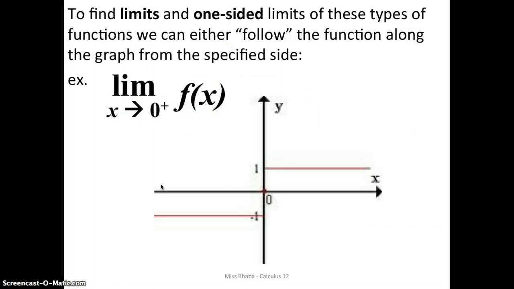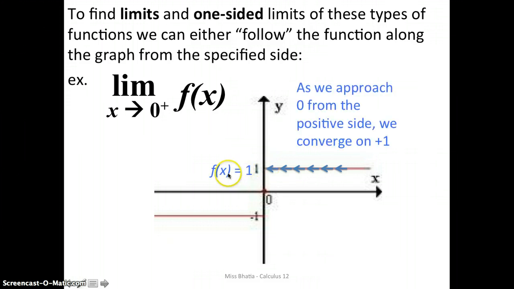So to find limits and one-sided limits of these types of functions, there are two ways. If we're given a graph and we have a visual representation of our function, we can follow the function along the graph from the specified side. So for example, if they say find the limit as x approaches 0 from the positive side, we can follow our function from the positive side and see where we end up as we approach 0. And in this example, we approach 1. So as we approach 0 from the positive side, we converge on positive 1.